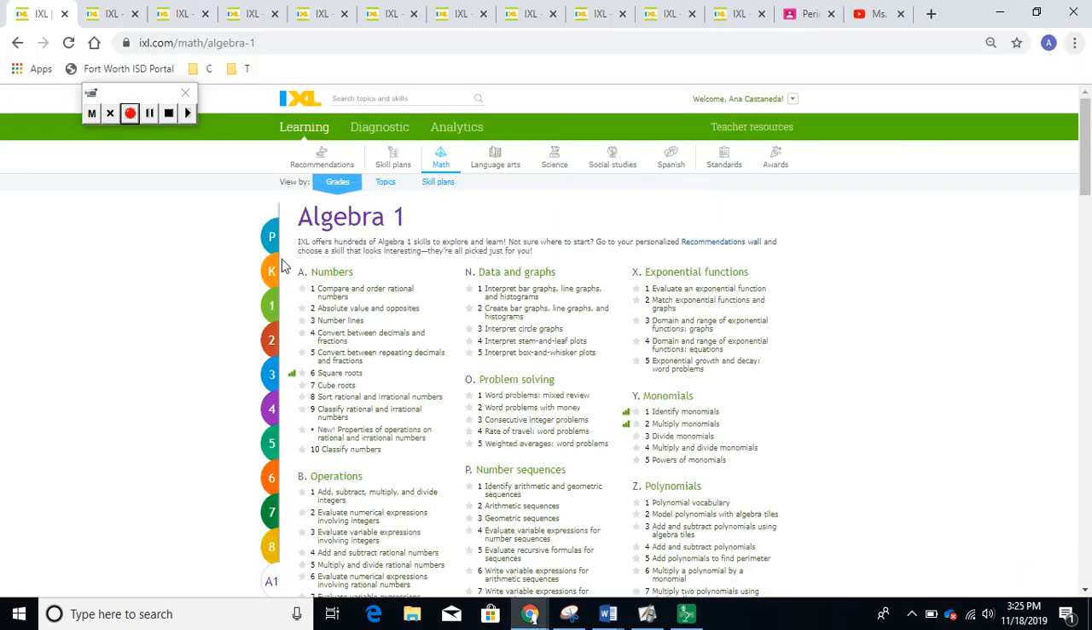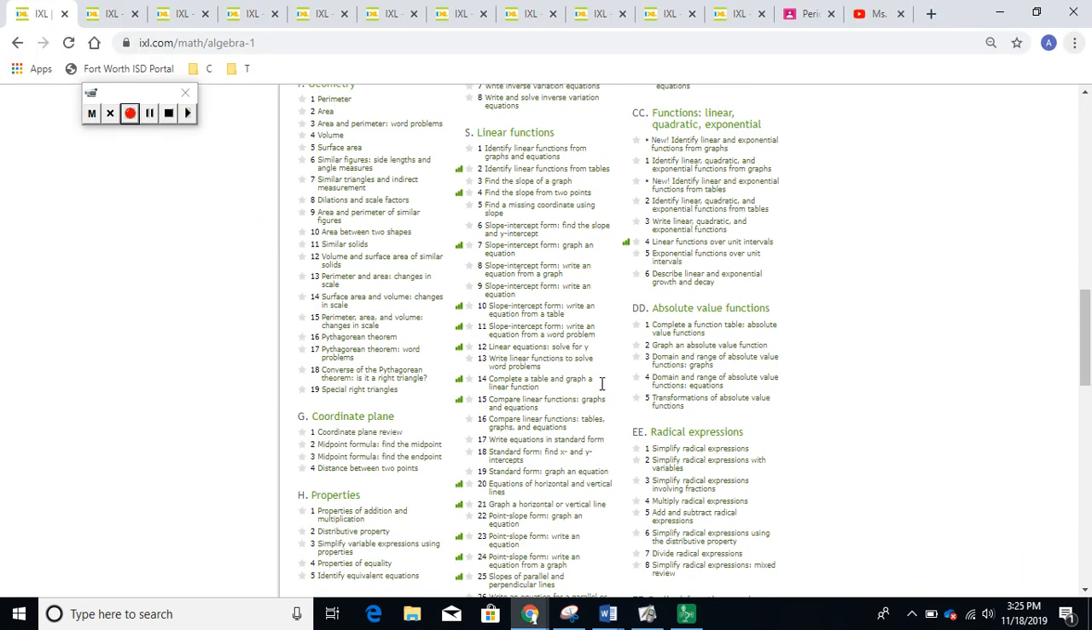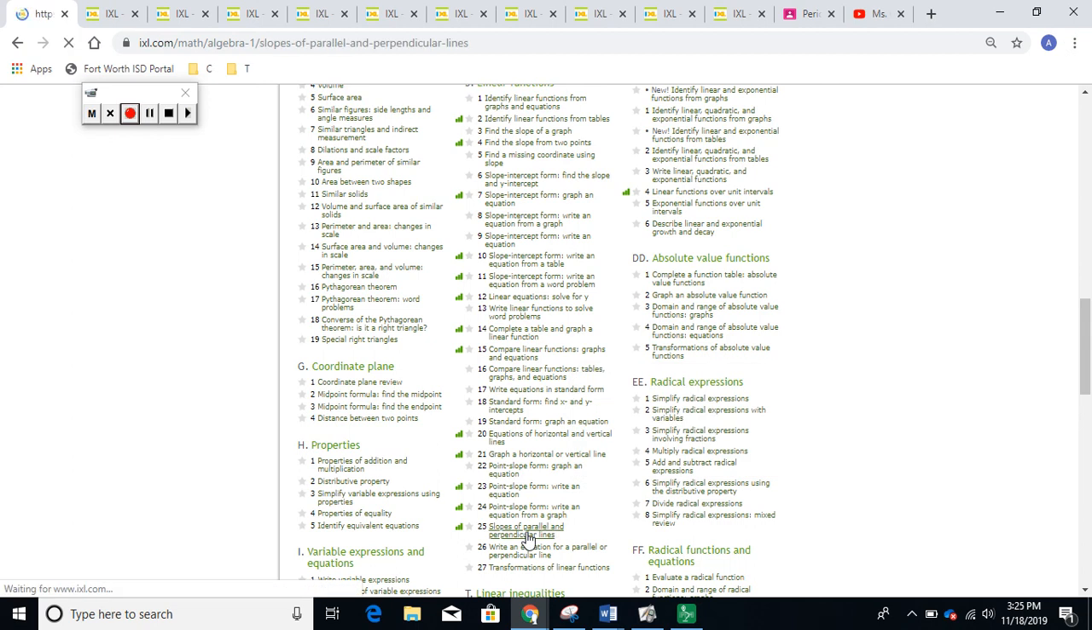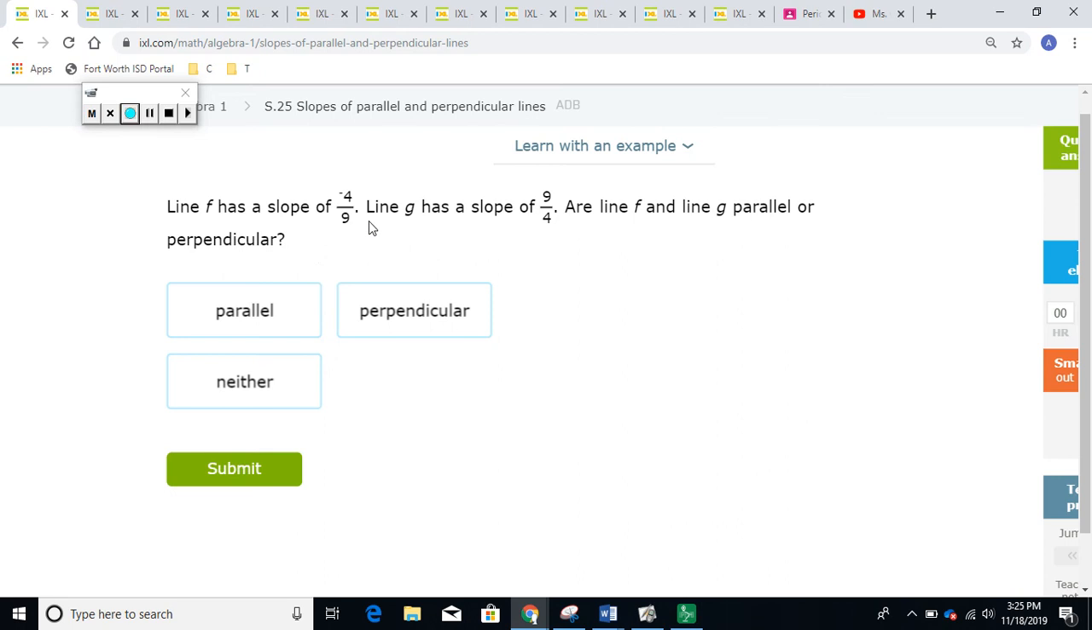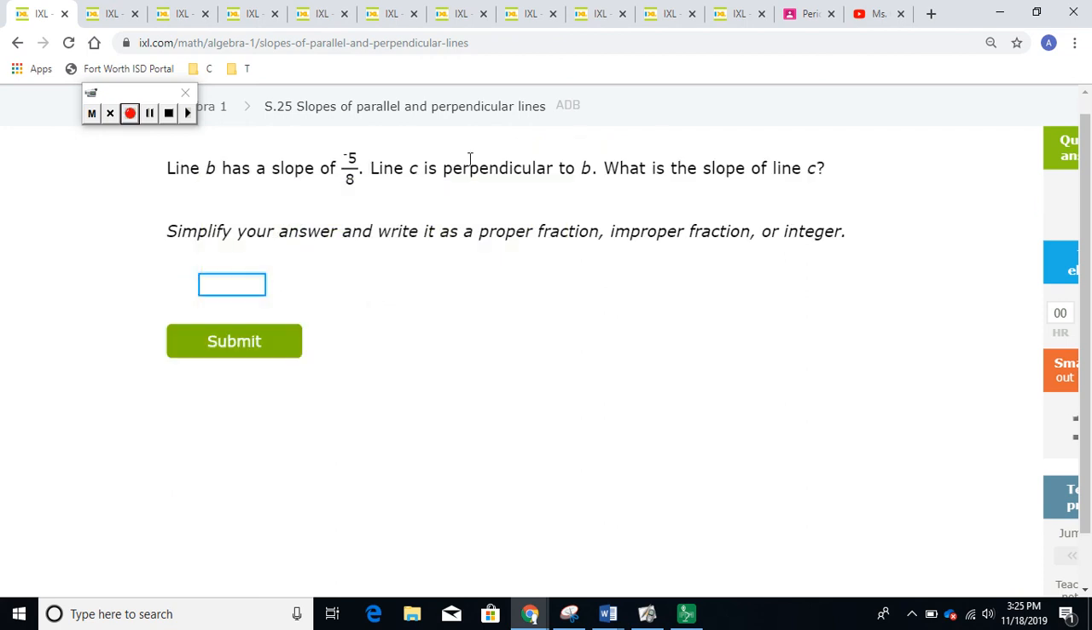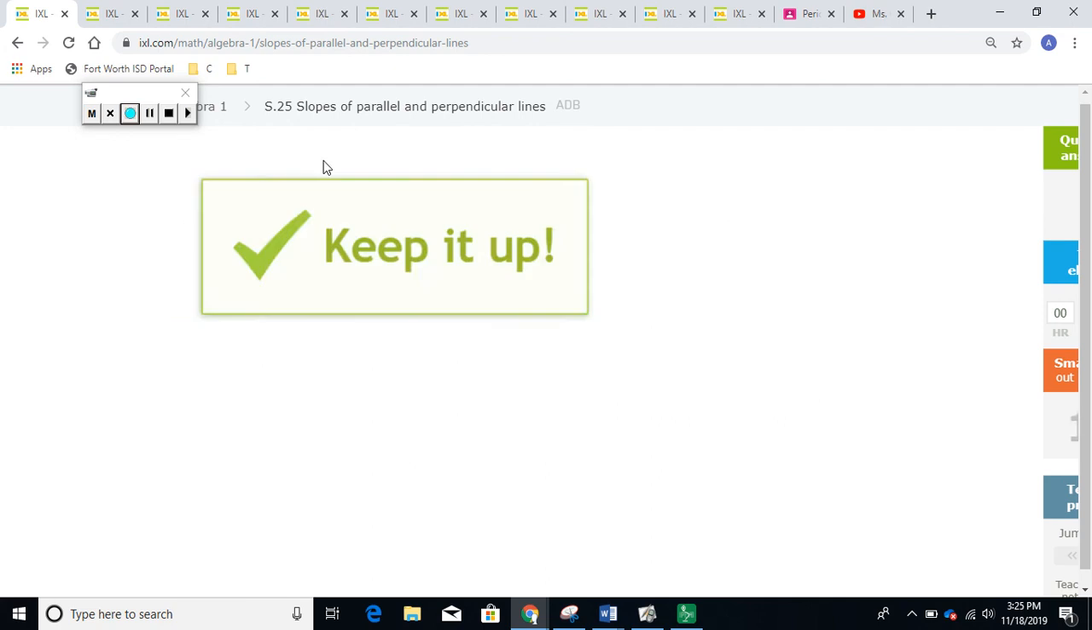So we're going to do S.25, and I'll do a couple problems with you. So here, the slope is -4/9, and here it's positive. So I can see they changed the sign and they flipped this. The 4 is now the denominator, and the 9 is now the numerator. So that's perpendicular. Here they say perpendicular, so it's negative. That means I change the sign to positive 8/5 because I flip that fraction.